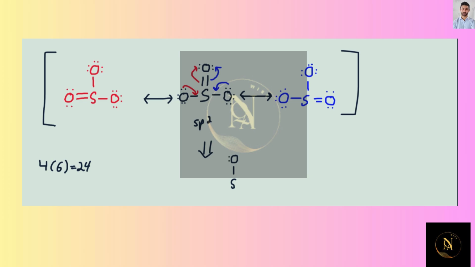And that's going to be this. But in fact, we don't need to draw the Lewis structure. We can just draw it without showing the electrons. So we're going to have partial double bond character here and here.